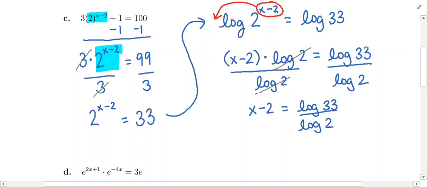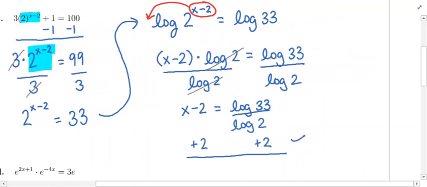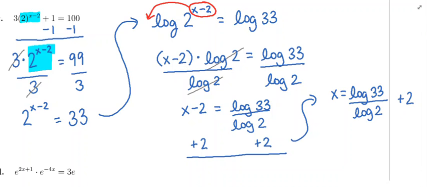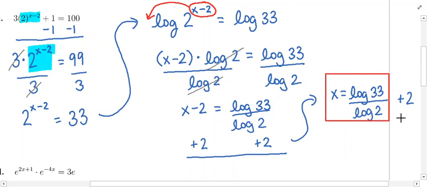Okay, so on the right, you're dividing two logarithms. That's just going to be an ugly decimal. x is almost by itself. On the left, we have x minus 2. If we want to get the x by itself, we just need to add 2 to both sides. So that's going to give us our final answer. I'm going to write over here, x is equal to the log of 33 divided by the log of 2, that quantity plus 2. Okay, here is your exact answer.